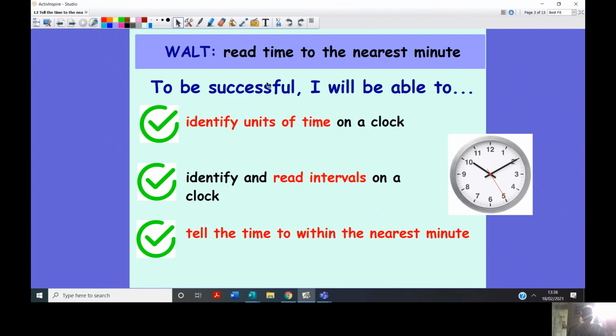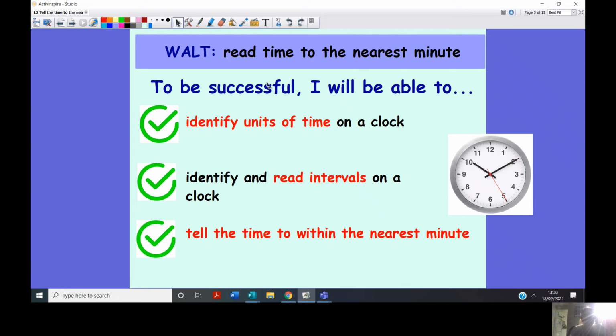So today we're going to be reading time to the nearest minute. Yesterday we did 5-minute intervals. Today we're going to do to the nearest minute. So we are going to need to identify units of time on a clock. We're going to need to identify and read intervals on a clock and tell the time within the nearest minute.